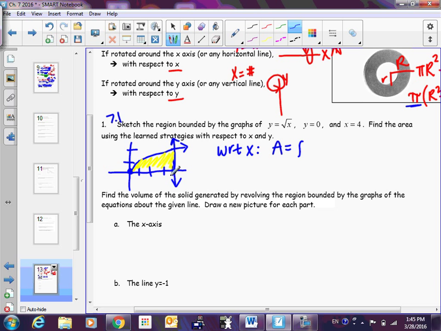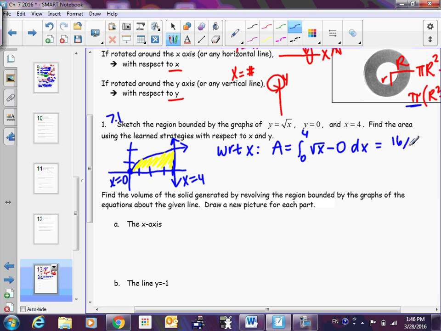So what are the x boundaries? 0, 4. X equals 0 and x equals 4. Okay, so 0 to 4. And then we need to subtract the top curve, which is square root of x, minus the bottom curve, which is y equals 0. You don't need the minus 0, right? You could totally leave that off and it would be equivalent, and there you'd have your answer.